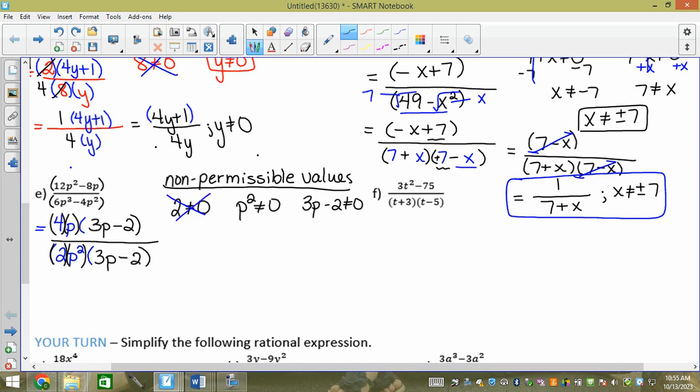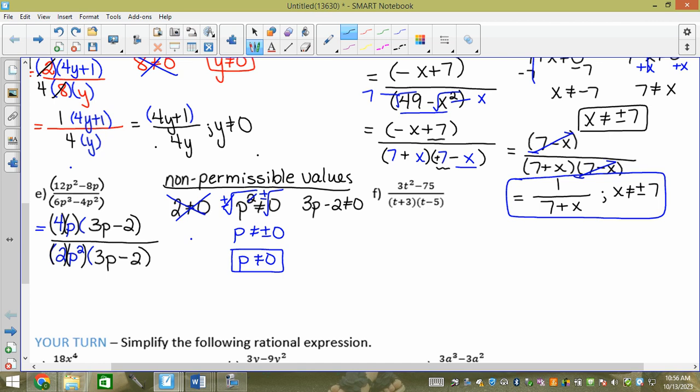p squared. How do I get rid of a squared? Square root. And whenever I take the square root, I need to put a plus or minus sign in front of it. So I get p can't equal plus or minus 0. Is there such a thing? No. So we just say p can't equal 0. But if it was any other number, you need the plus or minus sign.